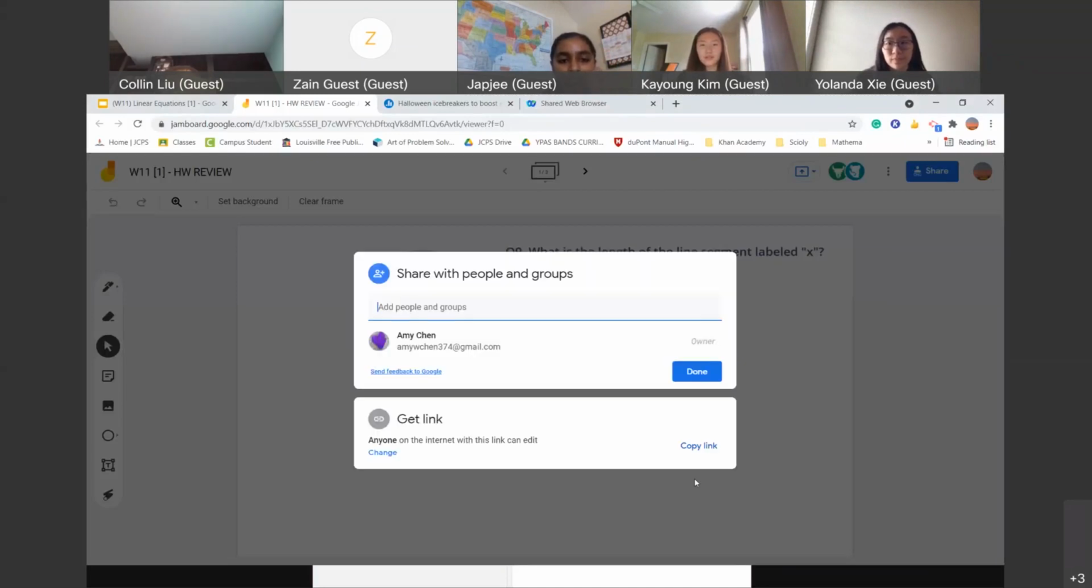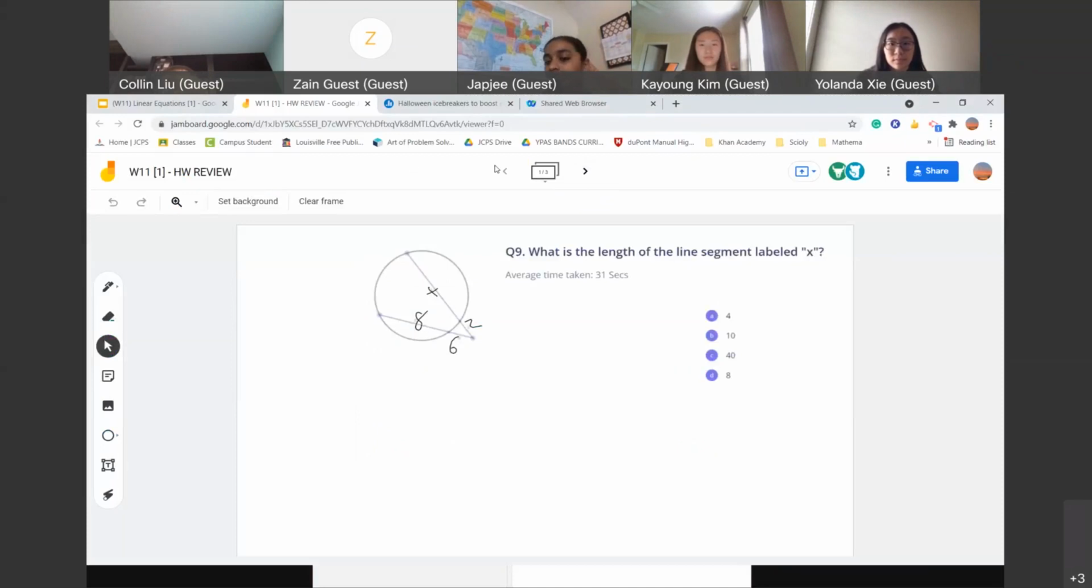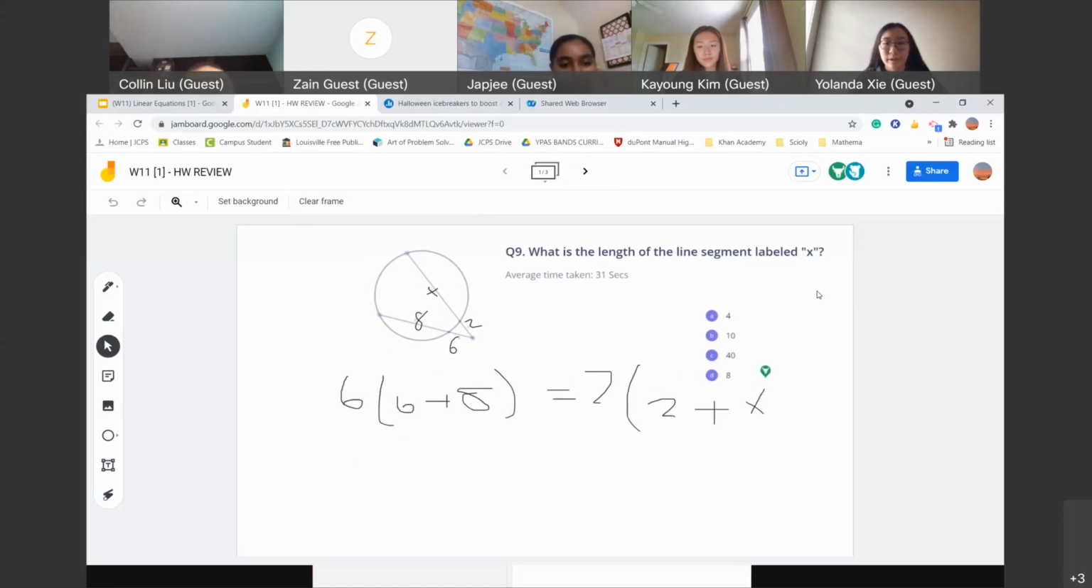So, you want to explain the first one, Yolanda? Yeah, sure. The question asks, what is the length of the line segment labeled X? You can see that on the circle there. For this type of problem, if you remember back to last class, we learned that the formula you would use is 6 times (6 + 8) equals 2 times (2 + x). Hopefully that sounds familiar. Now we would simply solve this.